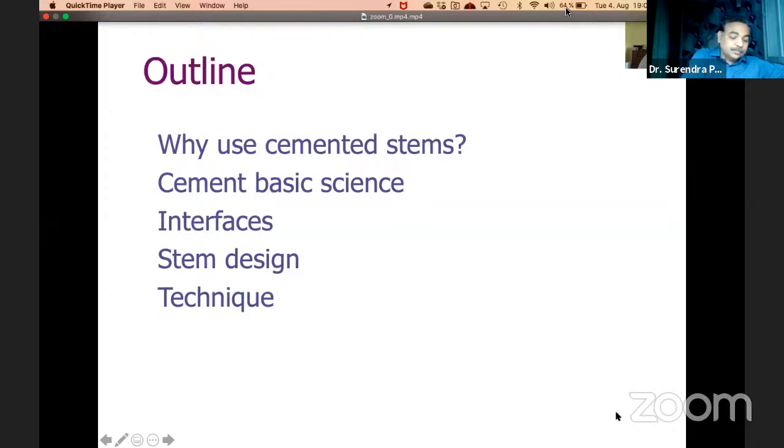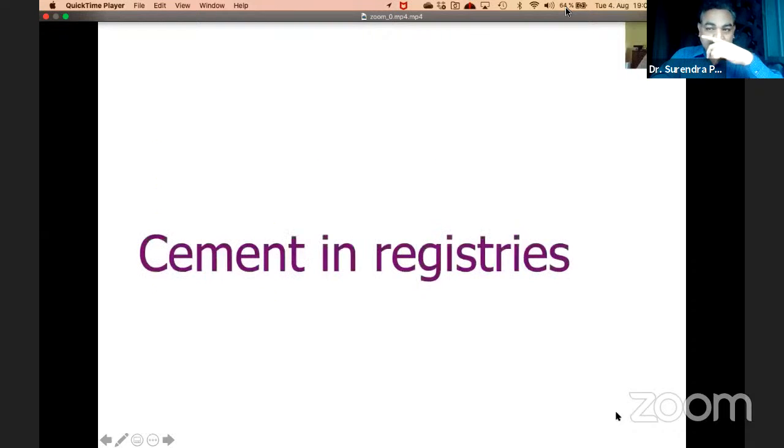That then links in with the particular stem designs that have worked and those that haven't. And finally, a brief bit on technique. You can't learn how to do a certain surgical technique in a talk. You have to experience it. So in courses to begin with, and then during your training, being supervised by your trainers.